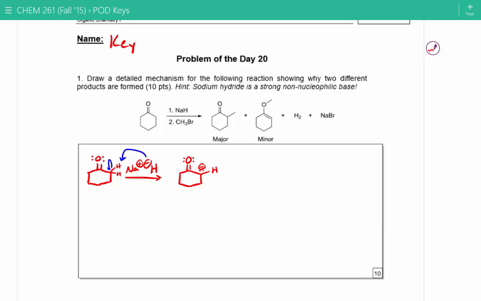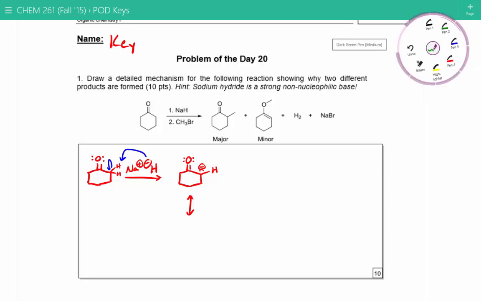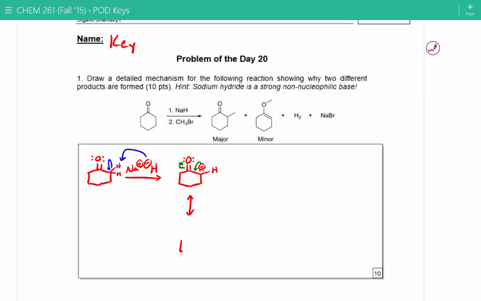And what's special about this intermediate? Resonance. So we can draw a resonance structure where this lone pair delocalizes down here, kicks up a pi bond. Now we've got oxygen with the negative charge, our pi bond here, and our original hydrogen out there. And I'm going to write plus Na plus.